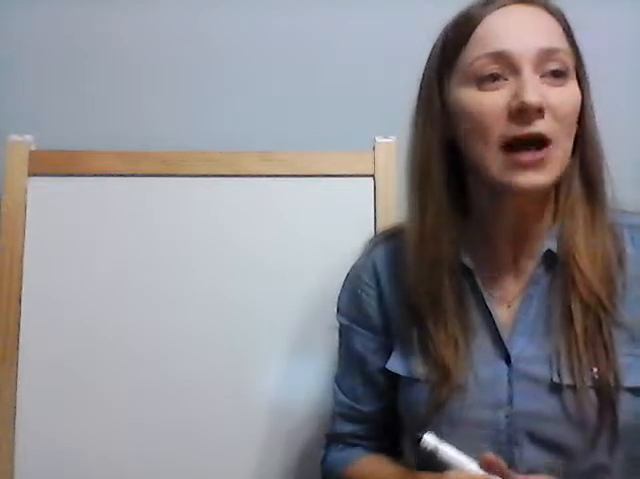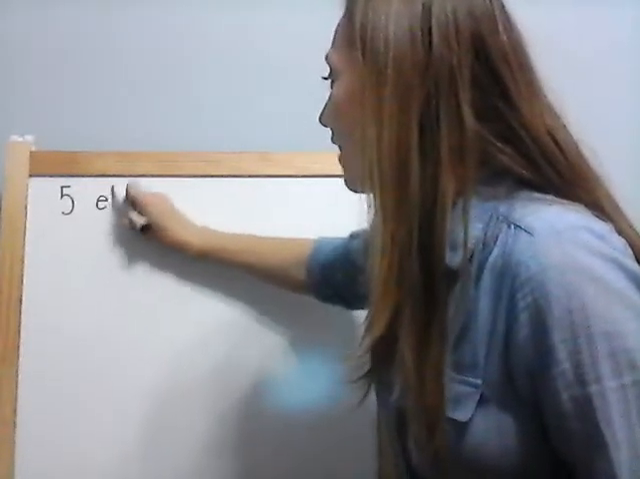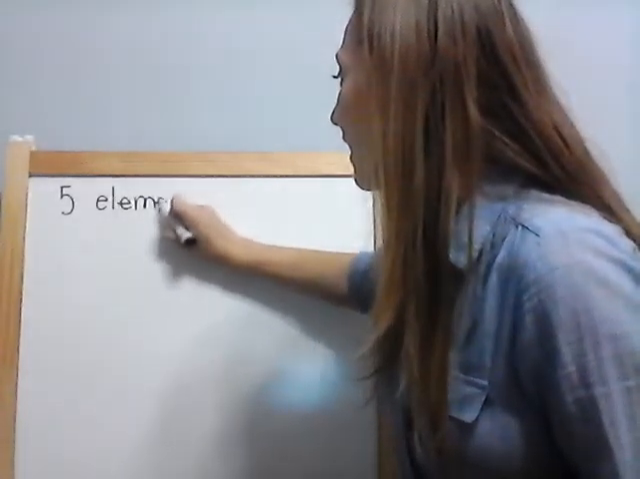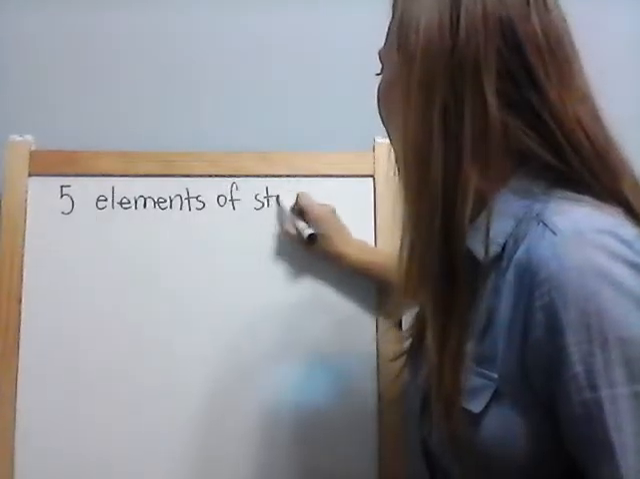Good morning, grade 2. So today is our second lesson of language arts that we're talking about our new topic. So who can remember what we've been talking about yesterday? Very good, Annabelle. Yeah, so we've been talking about 5 elements of storytelling.